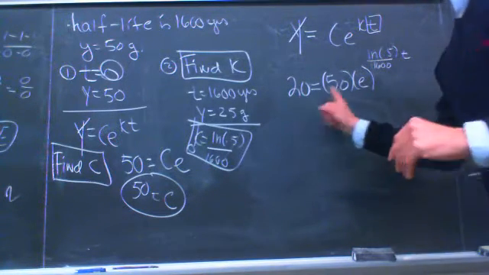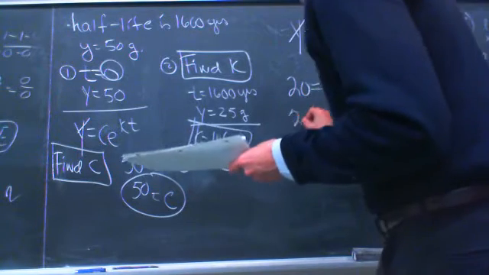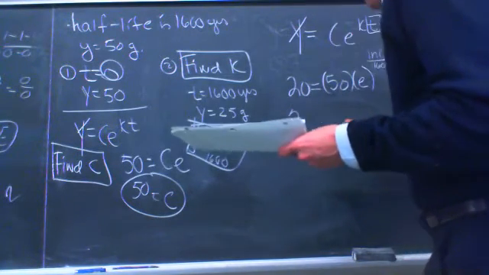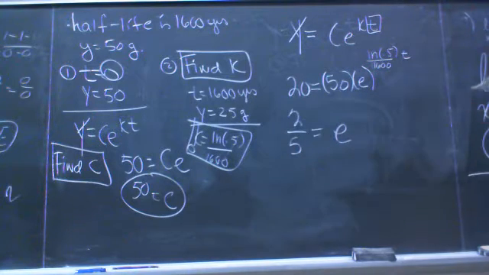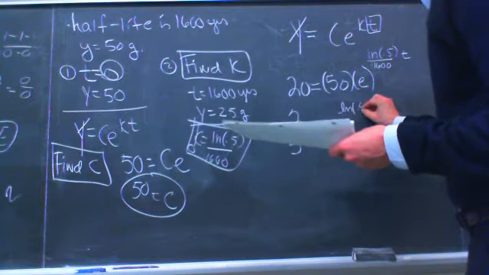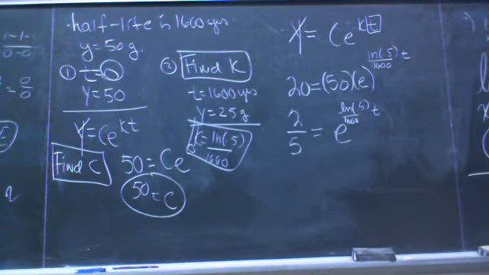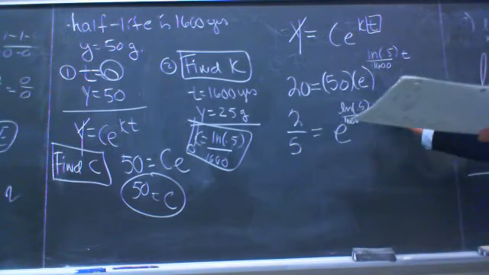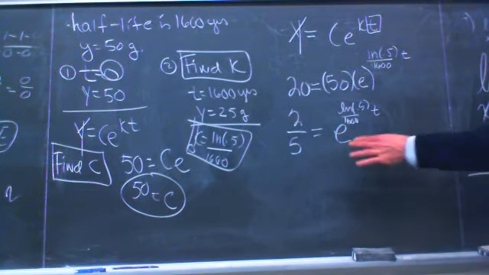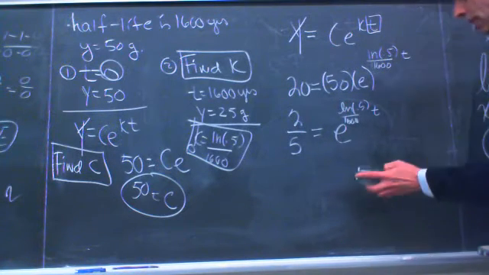And sometimes it's better if we put that out in front. So I'm going to divide by what on both sides here? 50. So then I'm going to get 2 over 5 equals e to the natural log of 0.5 over what? 1600 what? T. Agreed? Yes? Now, we can't cross these out. It's e to the ln of this stuff. This is where you have to be real careful. So watch. Real meticulous with our work.